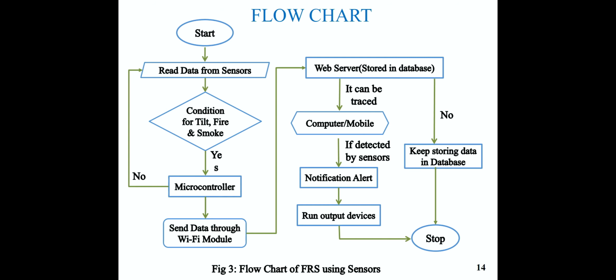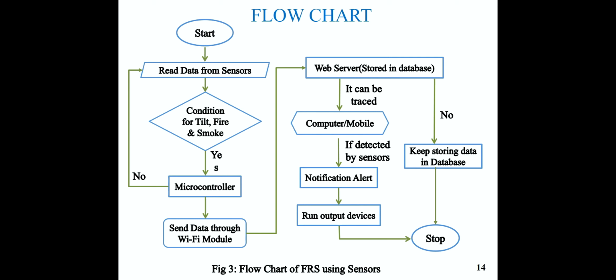Here comes the flowchart of our system. As soon as the system is started, it reads data from all the sensors. Then it checks the condition for tilt, fire and smoke. Then all the data will be sent to the microcontroller and the microcontroller sends the data to the web server through the Wi-Fi router. The web server stores all the data in a database. All the data or information can be traced by our computer or mobile.